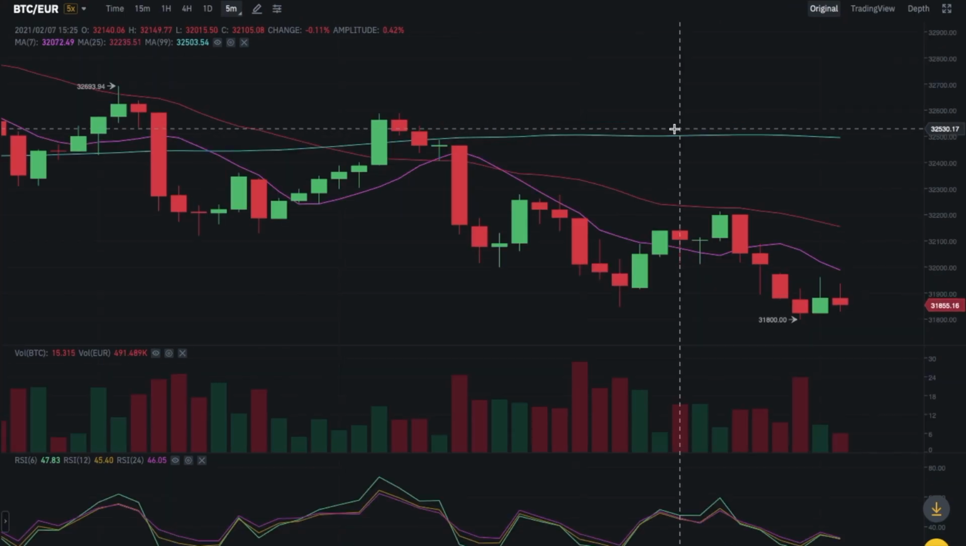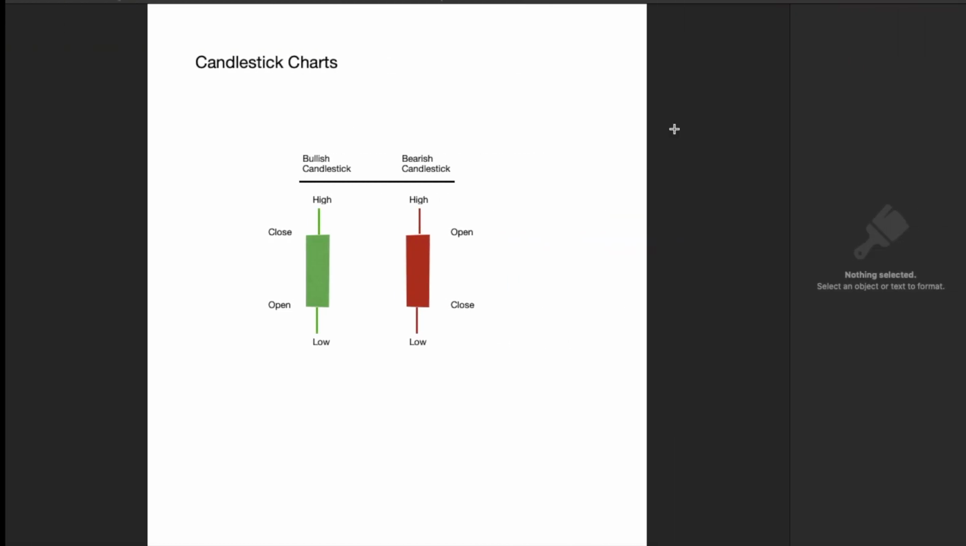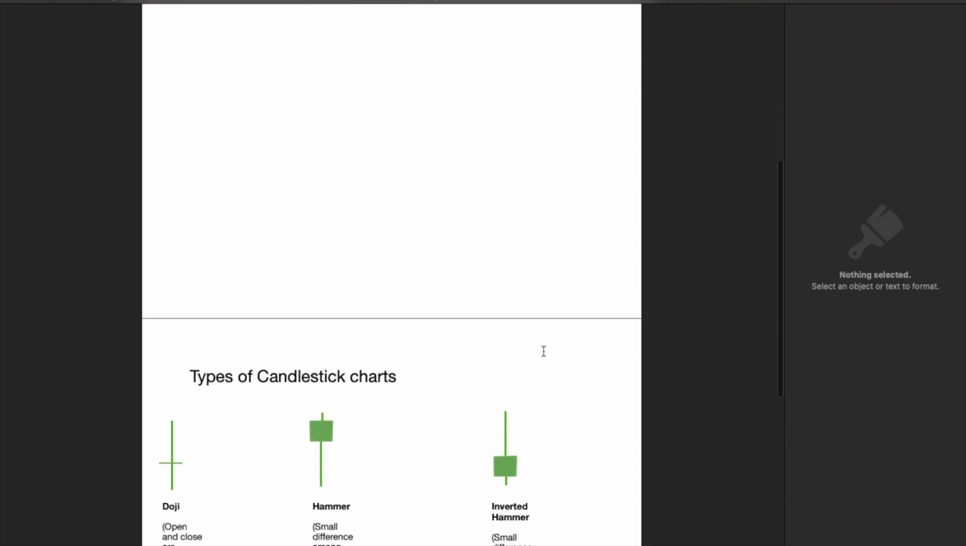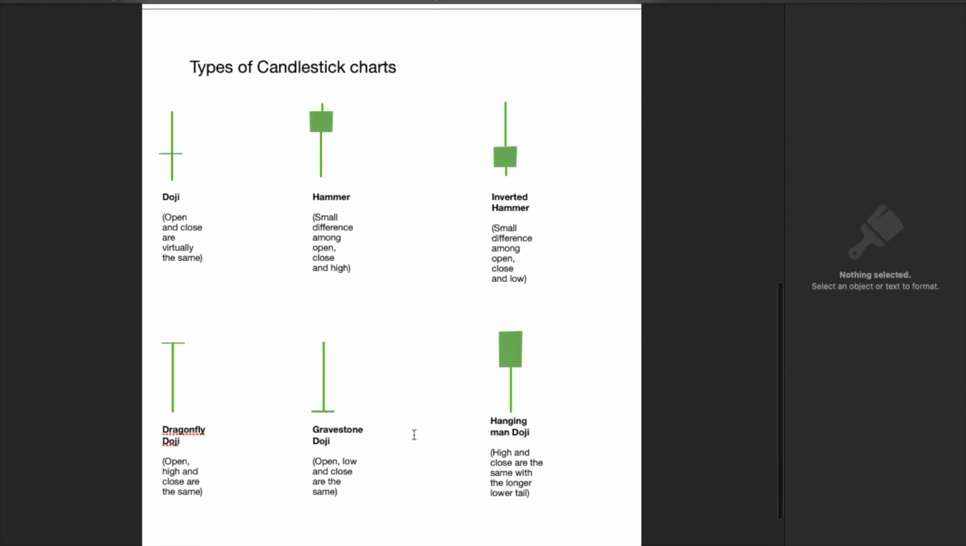Let's look at the candlesticks individually now. So we already know that there is a bullish candlestick and a bearish candlestick. We already talked that this is called a wick, and the top depicts the high and the bottom depicts the low. For the bullish candlestick, this is the open price and this is the close, whereas for the bearish candlestick, this is the open and this is the close.